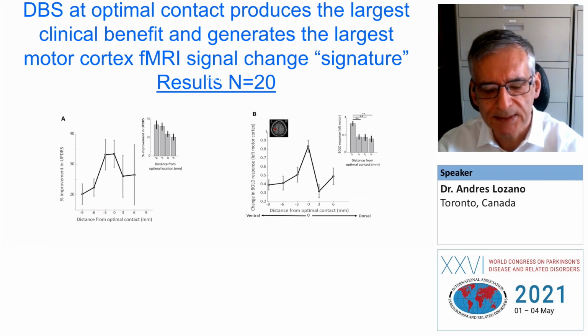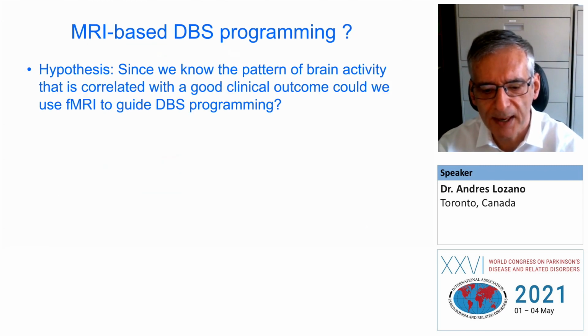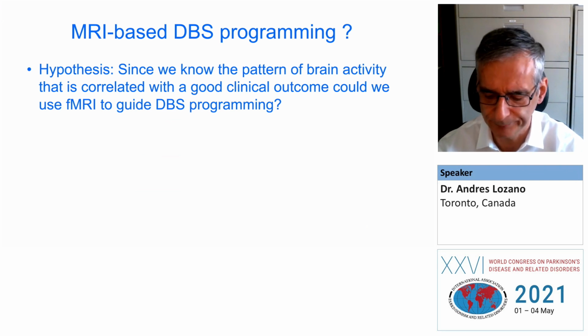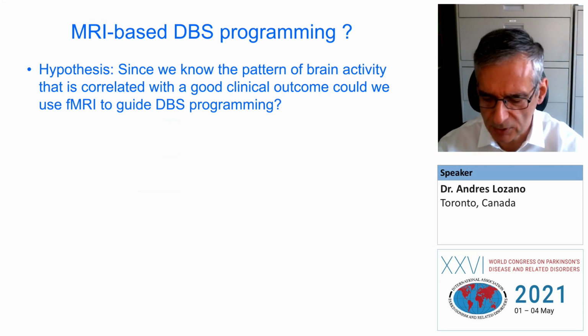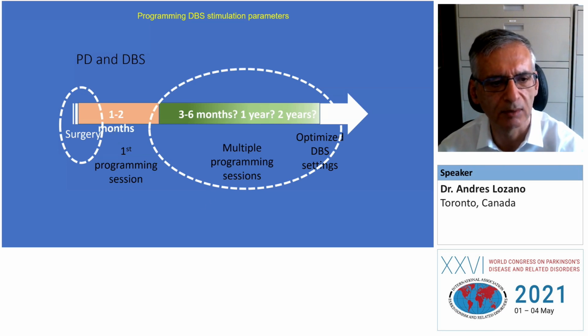So the hypothesis is, if we know which contact gives us the best clinical result, and we know the pattern that is generated by stimulating out this contact, could we use this information to help guide the programming of DBS electrodes? Keep in mind that the programming of DBS electrodes is quite complex. In our center, we wait 1 to 2 months after surgery for the first programming session, and then it takes an average of 3 or 4 programming sessions until an optimized DBS setting is achieved. So this involves quite a bit of time and is quite tedious for the patients and for the neurologist.